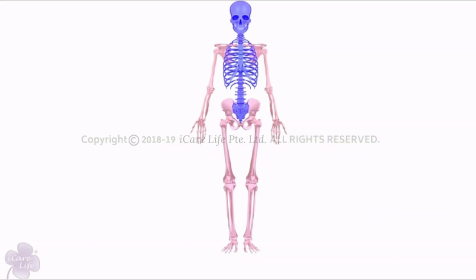The legs are attached to the axial skeleton through the pelvic girdle, which is formed by the two hip bones. It protects the organs in the urinary system, the reproductive system, the colon, and the rectum.